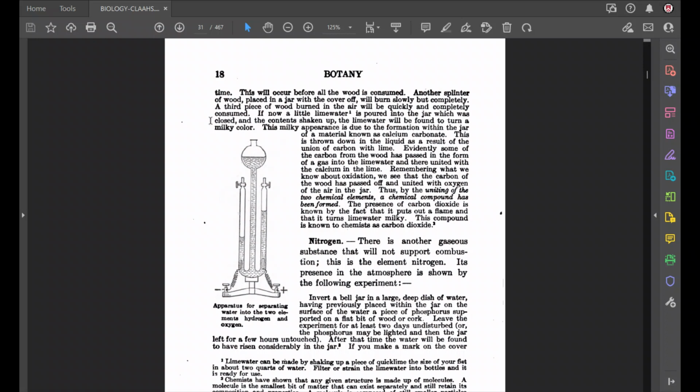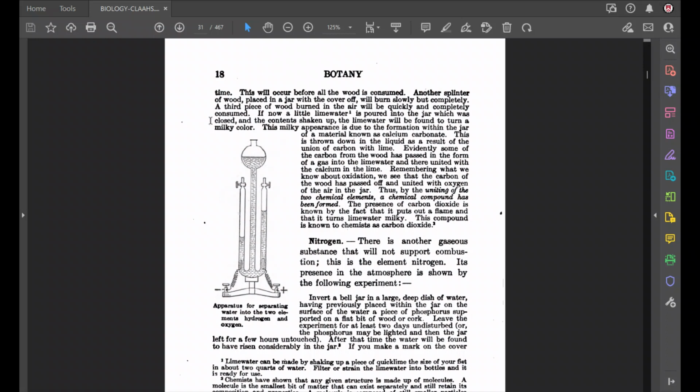The presence of carbon dioxide is known by the fact that it puts out a flame. So carbon dioxide does not burn. Carbon dioxide is the gas that comes out of our mouth. The gas that comes out of a car's exhaust is carbon monoxide. That's poisonous. Carbon dioxide is the gas that we breathe out.